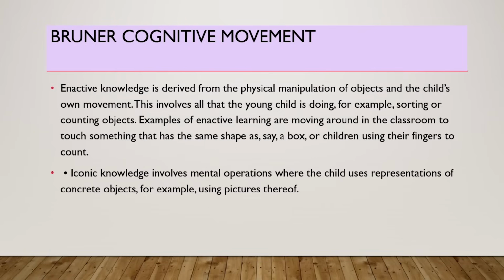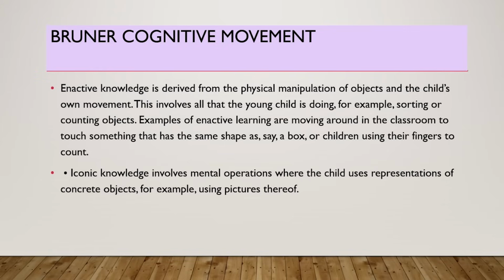And lastly, we're going to be looking at Bruner. He's also one of the theorists of interest in developing knowledge in children. He talks about enactive knowledge, and he says this is derived from the physical manipulation of objects and the child's own movement. This involves what the young child is doing, for example, sorting, counting. Examples of enactive learning are moving around in the class, touching something that has the same shape, the child saying which box this falls under, children using their fingers to count.